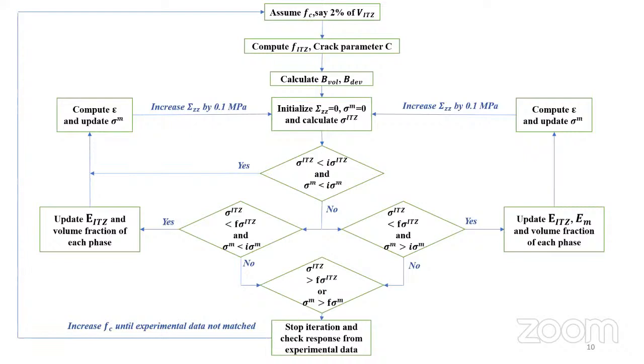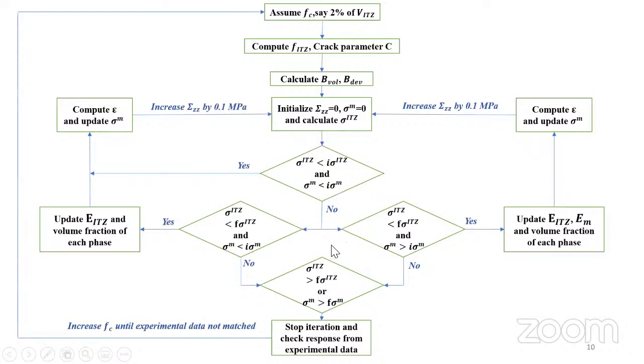These stresses in the ITZ and mortar layer are compared with the initial strength values of the corresponding phases. The initial values correspond to the stresses at which the micro cracking starts, as we discussed in the previous slide. If the values of stresses are lower than the initial strength, the macro strains are computed from the constitutive relationship. The macro stress is increased by 0.1 megapascal.